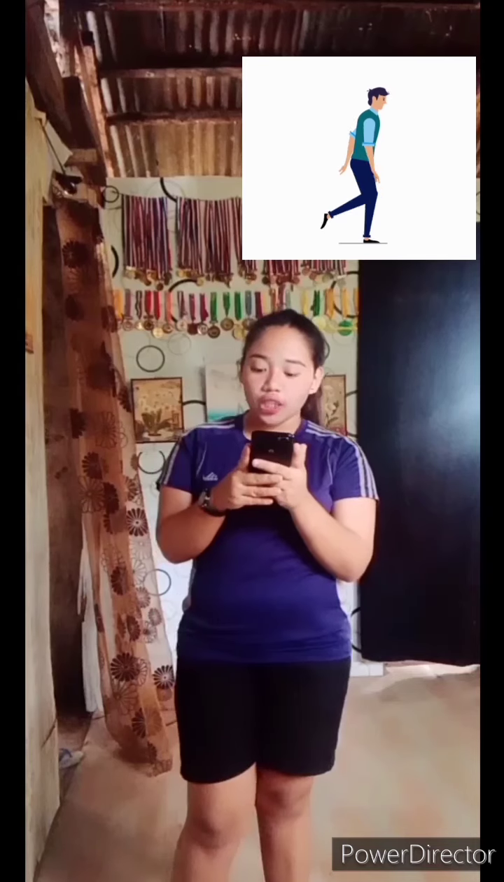Now let's proceed to the locomotor skills. As we all know, locomotor is all about moving our body from one place to another. Walk is all about alternate stepping action with arm leg opposite in the sagittal plane. So, like this.